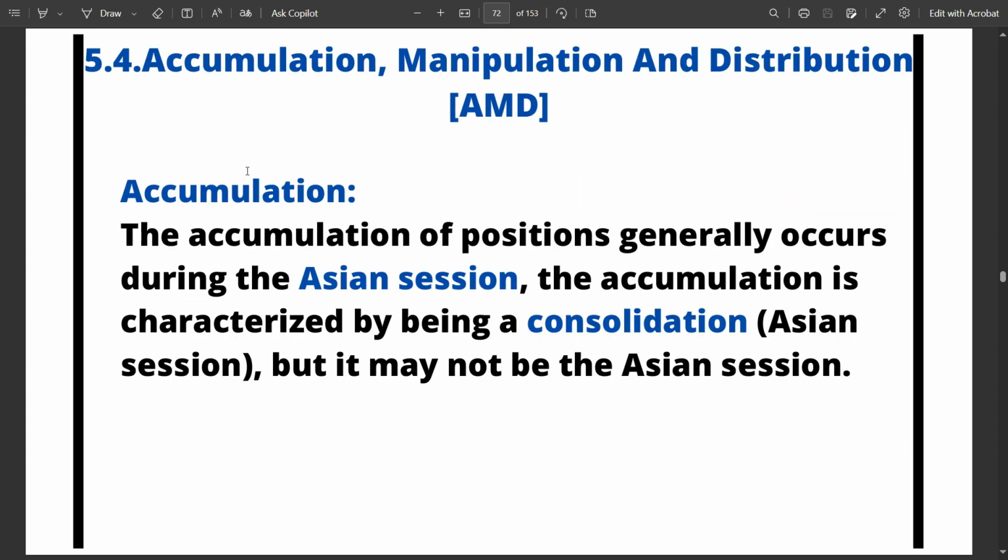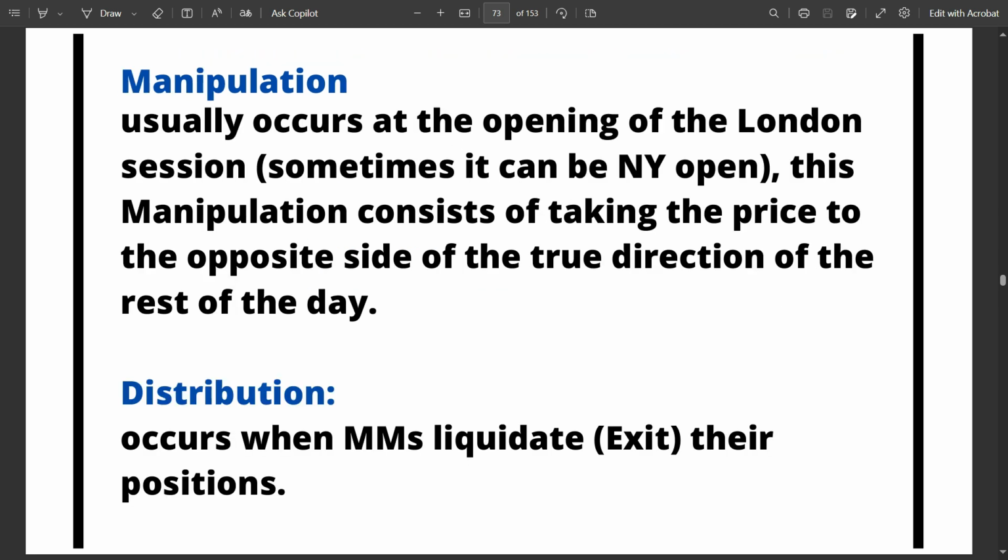Now moving to the next section, Accumulation, Manipulation, and Distribution, AMD. The PDF explains these concepts one by one, so I'll summarize them for you. Accumulation, or the gathering of positions, usually happens during the Asian session. The characteristic of this phase is that the price doesn't fluctuate much.